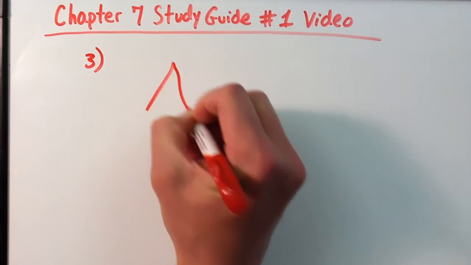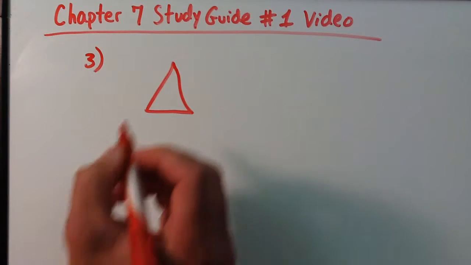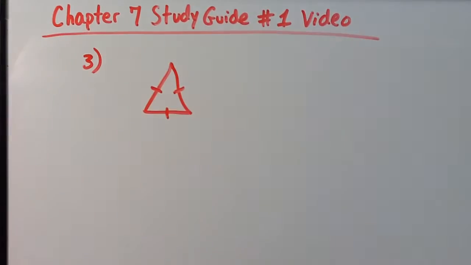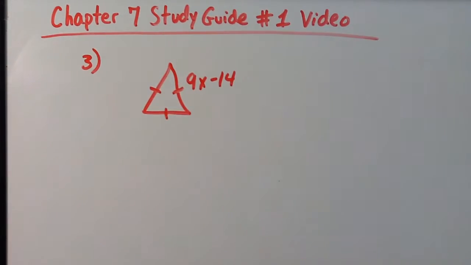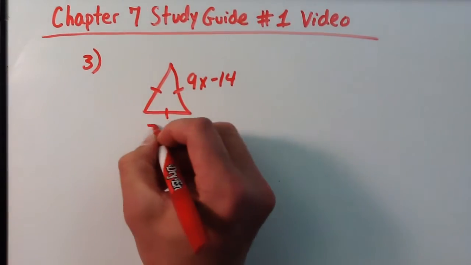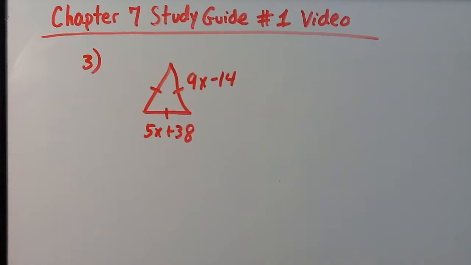I have an equilateral triangle. Of course, I know a triangle has 3 sides, and because it is equilateral, this side is equal to this side is equal to this side, right? All the sides are equal to one another. Okay, so it says one side is 9x minus 14. That's the length of one of the sides. Another side is 5x plus 38. Okay, so I'm just going to call one side 9x minus 14, call the other side 5x plus 38. Again, it doesn't matter which side you call which because they're all the same thing, right? It's an equilateral triangle. So we need to find the length of one of the sides.